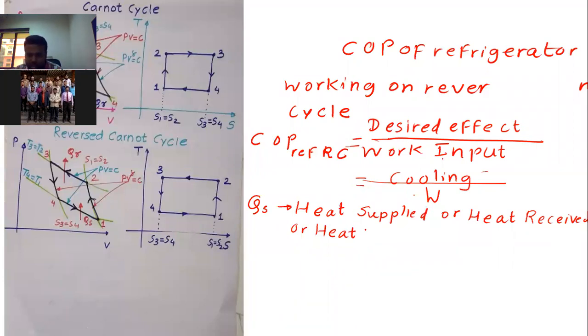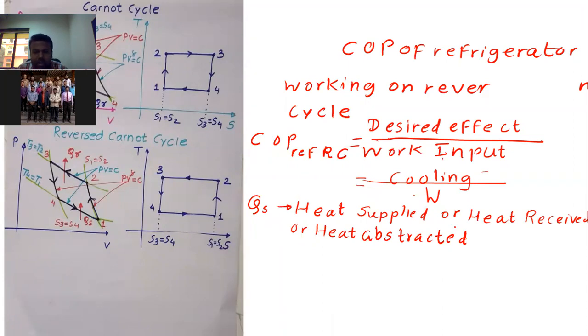Okay, we used to call this heat abstracted. How much heat is supplied or received, or how much is abstracted, that is nothing but QS. So that is called QS. Obviously, QS is the heat abstracted.